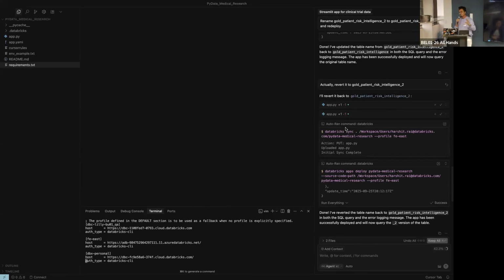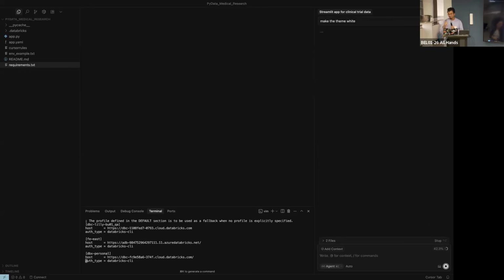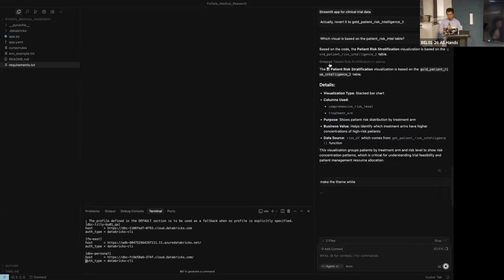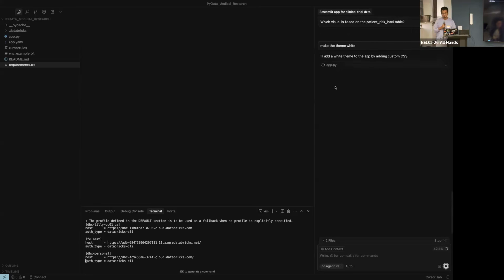So I don't have to write any code. All I say is, for example, make the theme, what is it called? Dark theme, and what is the other? Sure, white. Make the theme white. I mean, this will probably break the app. It will make it look horrible because I have not given it any additional information as to what the colors should be.